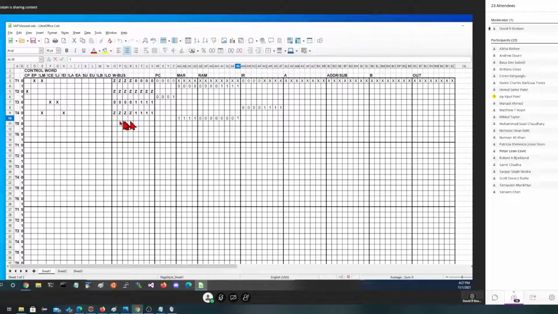T4 ends, we enter T5. What signals are asserted in T5? Mikkel? Who talks? So the pins that are asserted is CE.